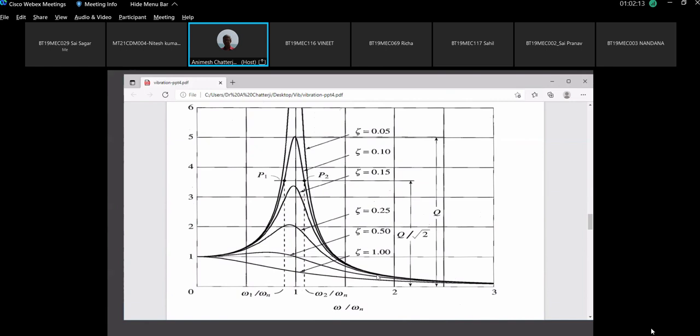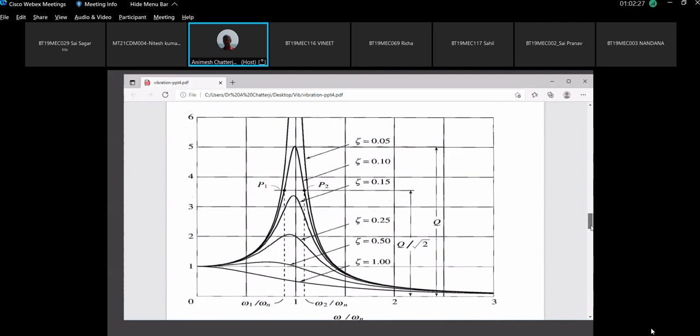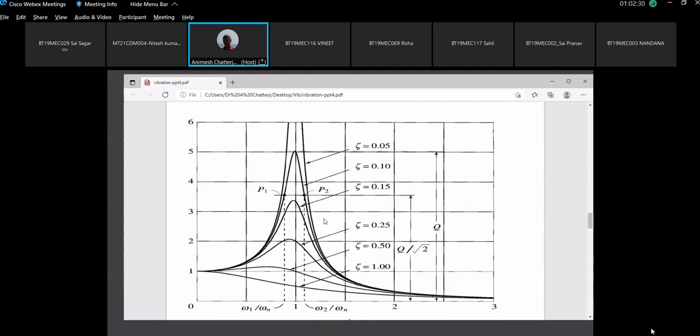If you draw the graph for different omega by omega n ratio and different damping factor, you get this kind of graph. I'm not asking you to draw the graph, I'm giving you the graph. This is how vibration amplitude depends on damping factor and on frequency ratio omega by omega n. This axis is omega by omega n, okay? And this axis is vibration amplitude. And each graph has its own damping factor.